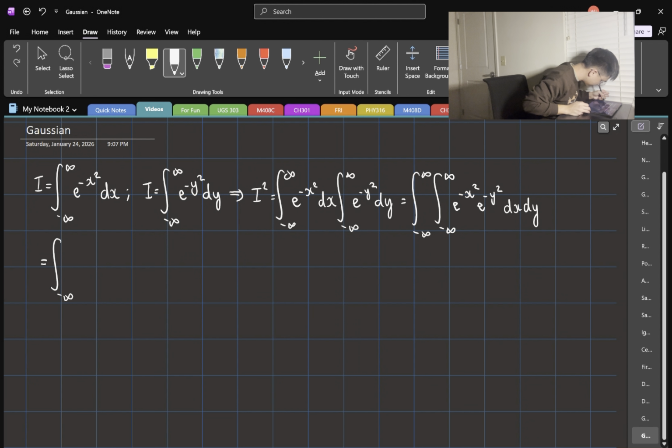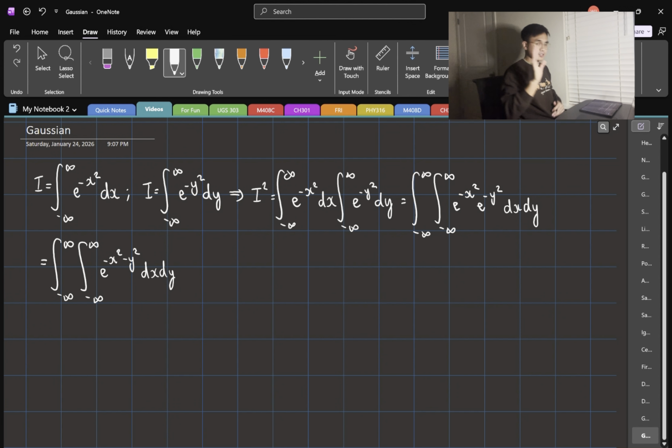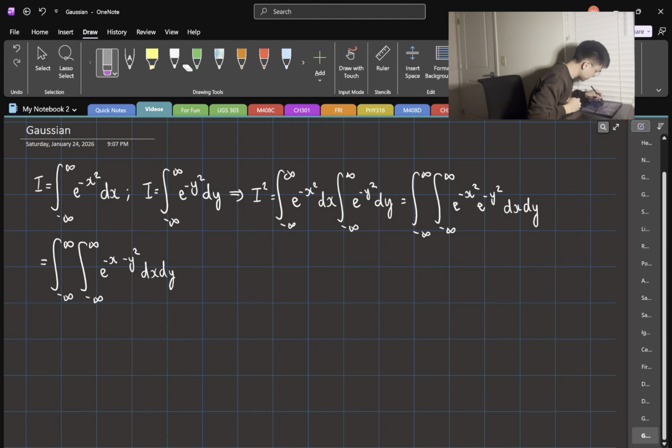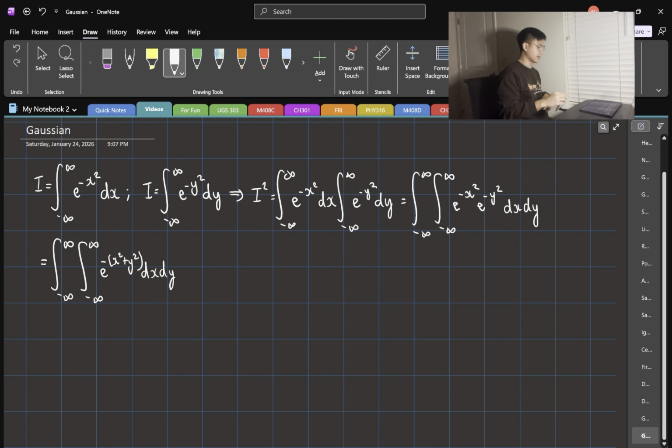Integral from negative infinity to infinity in y, integral from negative infinity to infinity in x, e to the minus x squared minus y squared dx dy. And just to clean this up, I'm going to factor out the minus sign in the exponent. Put this in parentheses right here. Okay, now you'll understand why I chose y for the second variable, just so I can be suggestive.